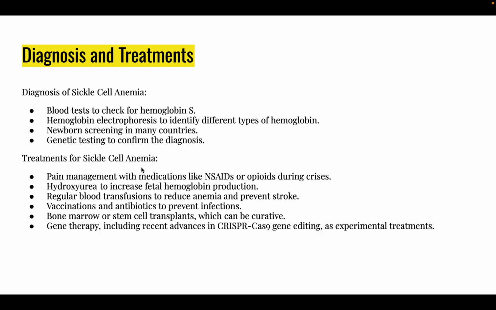Treatments for sickle cell anemia. Pain management with medications like NSAIDs or opioids during crisis. Hydroxyurea to increase fetal hemoglobin production. Regular blood transfusions to reduce anemia and prevent strokes. Vaccinations and antibiotics to prevent infections. Bone marrow or stem cell transplants, which can be curative.